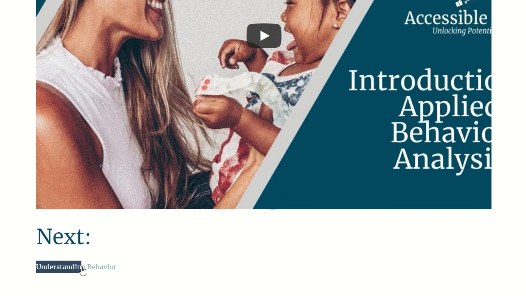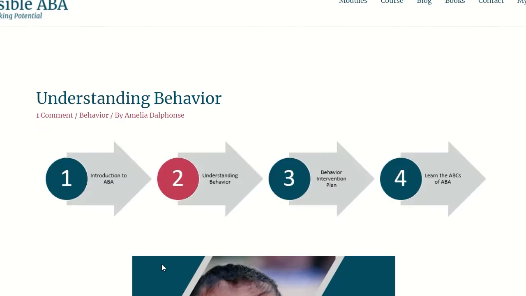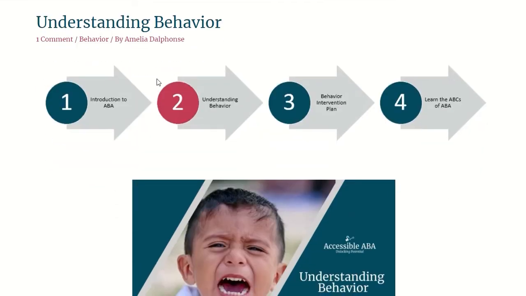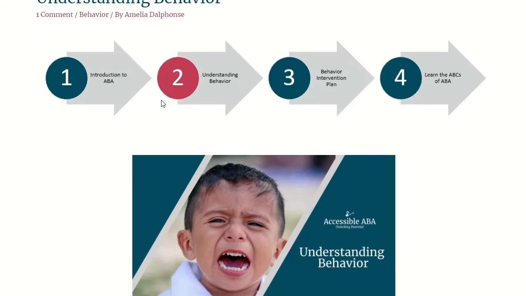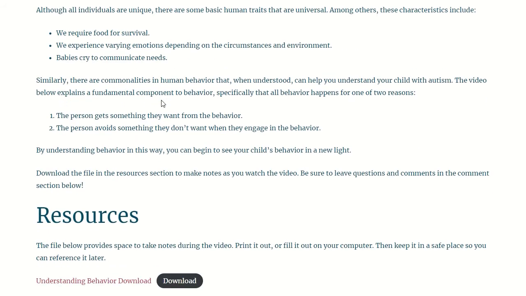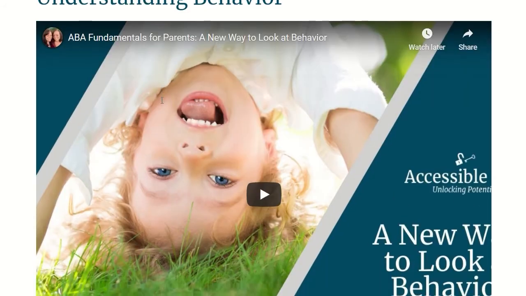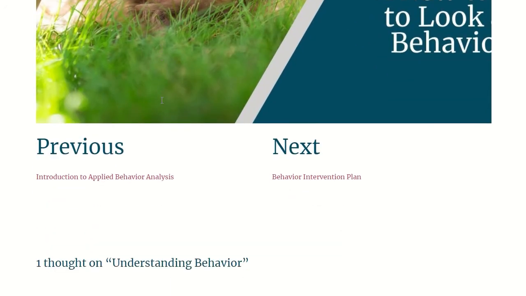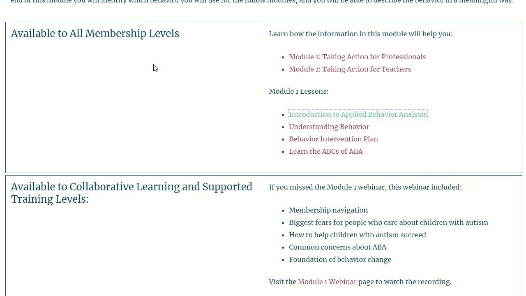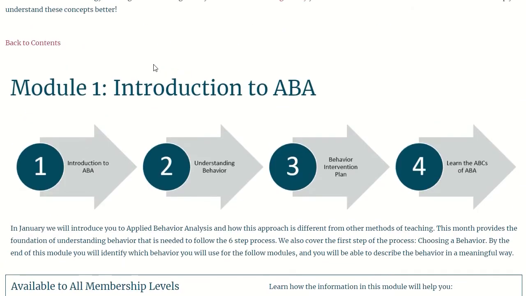So if I click on this next, Understanding Behavior, it'll bring me to the next lesson here. So you can see that the second lesson in the roadmap is in red. So that shows me I'm making some progress and getting to understand it. All of the lessons are structured in the exact same way. So here I can go backwards to the previous lesson, the introduction to ABA, or I can go ahead to the next lesson. This opened in a new tab, so I just have to click on the tab to go back to the modules page.